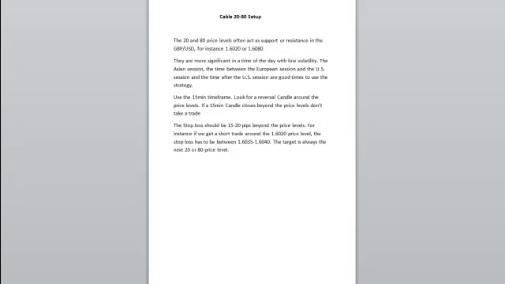So I will give a brief summary about the strategy I call the cable 2080 setup. The 20 and the 80 price levels often act as support or resistance in the pound dollar. They are more significant in a time of the day with low volatility. The Asian session, the time between the European session and the US session, and the time after the US session are good times to use this strategy. I use a 15-minute time frame for this. Look for a reversal candle around the price levels, and if a 15-minute candle closes beyond the price levels, don't take the trade. The stop loss should be around 15 to 20 pips beyond the price levels, and the target is always the next 20 or 80 price level.